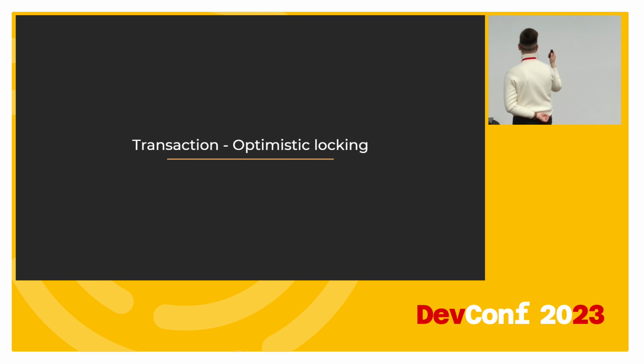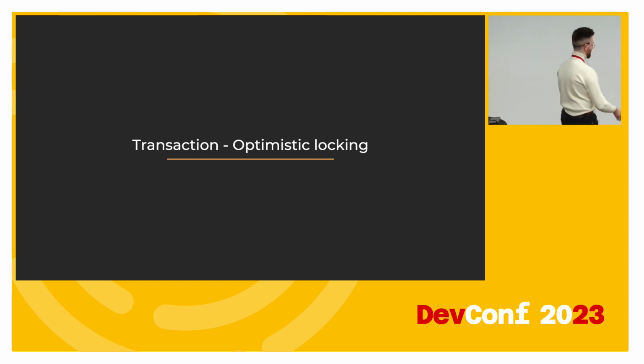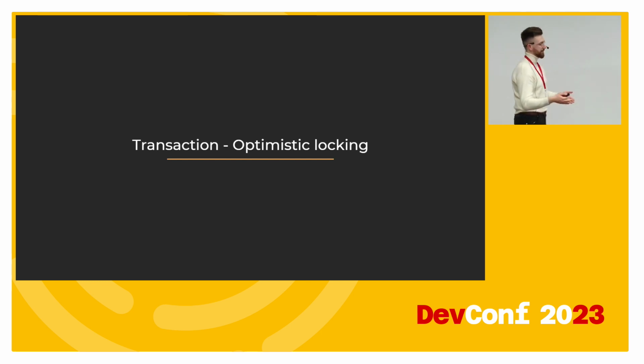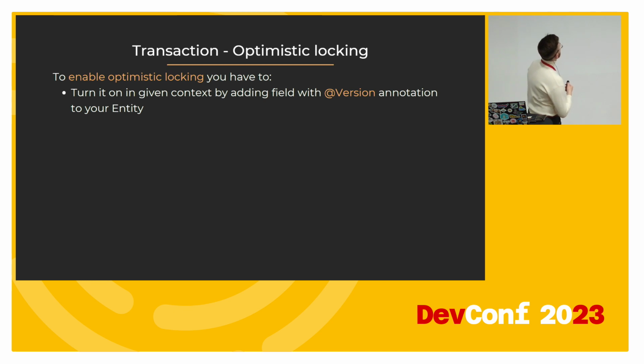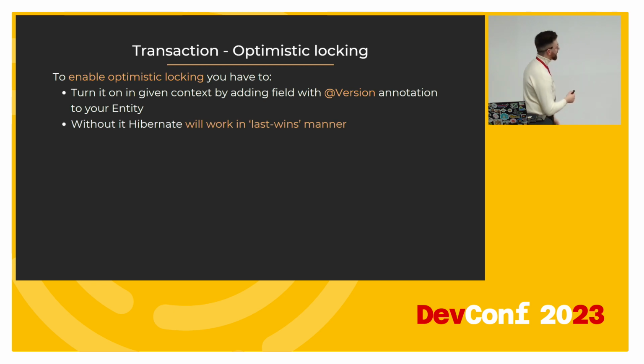In transactions, what is important? Optimistic locking. Why optimistic locking? Because it fits most scenarios. We want to get the data, update it, and see if before the commit it changed in the database, to not lose any updates and to have good concurrent updates. To enable optimistic locking in Hibernate, we need to have the version annotation either on a field or on the entity class. Without it, that's interesting, Hibernate will work in a last-wins manner.